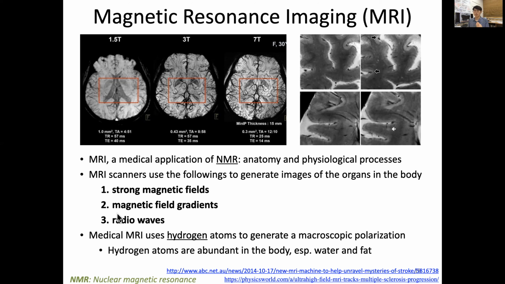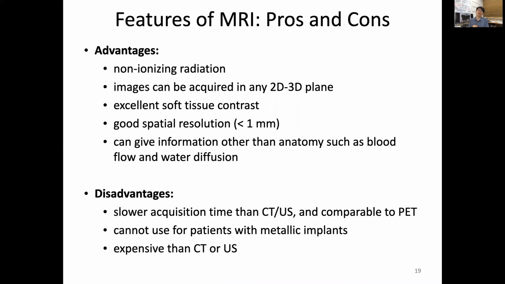And what kind of target in the body acts as the contrast agent? Medical MRI uses the hydrogen atom to generate a macroscopic polarization. Hydrogen atoms are abundant in water inside the body, especially water and fat. That's why medical MRI uses hydrogen as the atom, or we call it a proton.